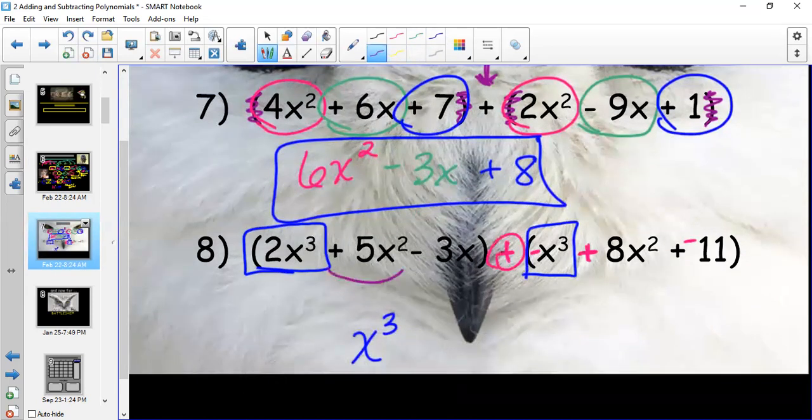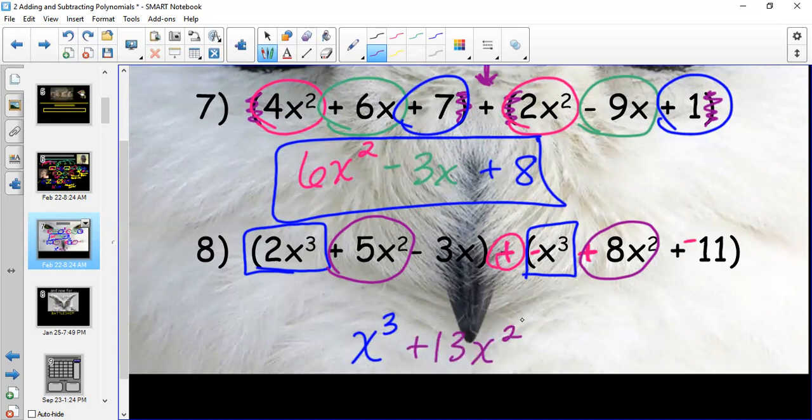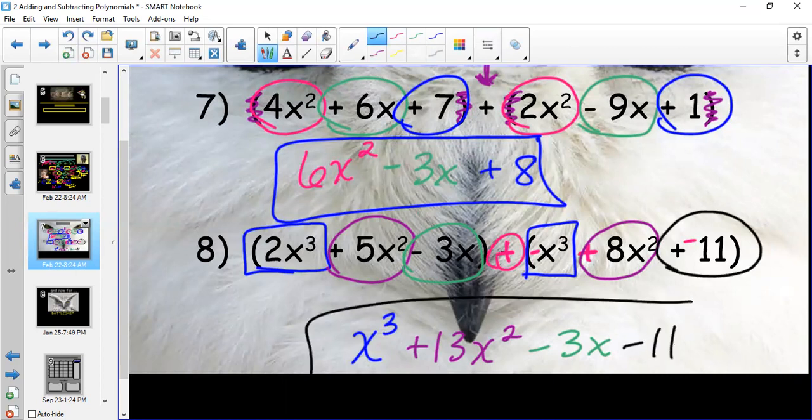Combine our squareds next. I have 5x squared and 8x squared. That gives me 13x squared. I only have negative 3x there, nothing to combine it with. And last, I have a constant of negative 11. So that is our final answer there.